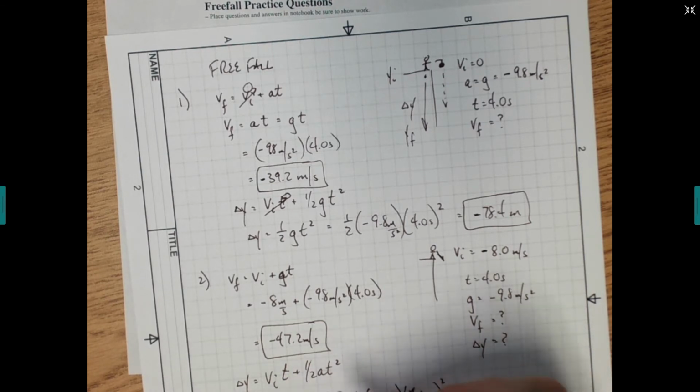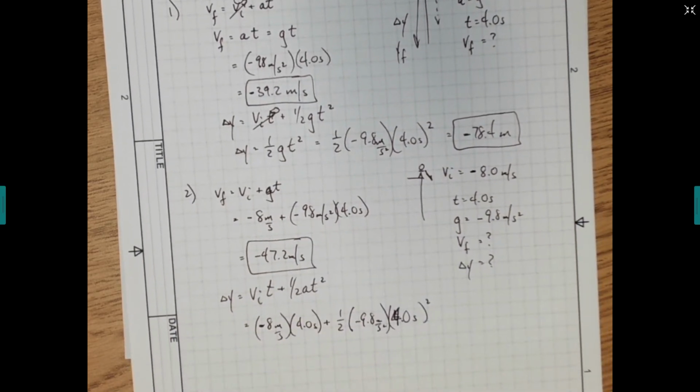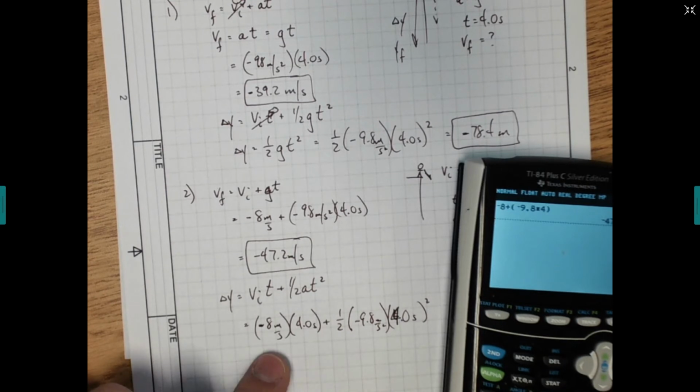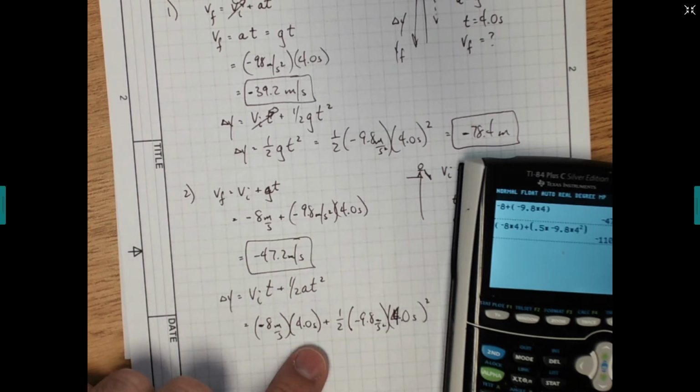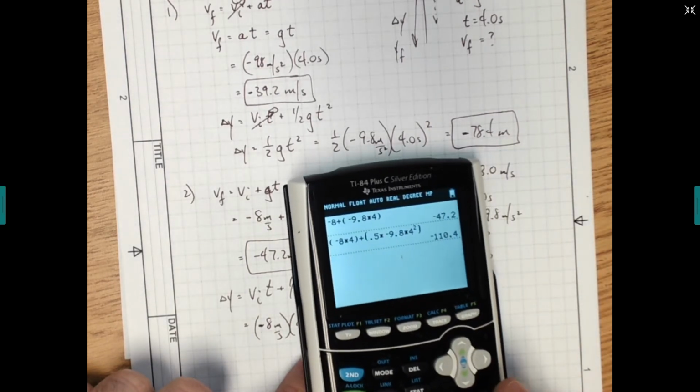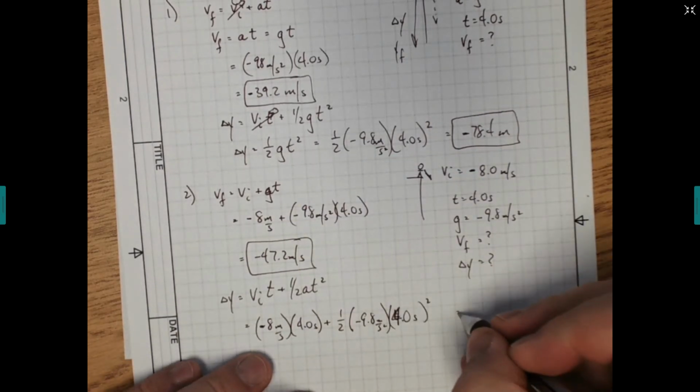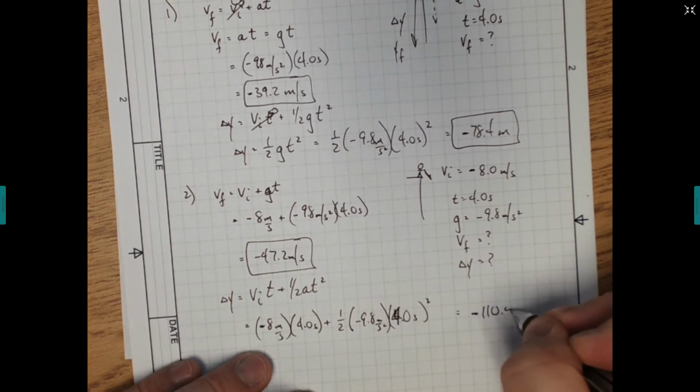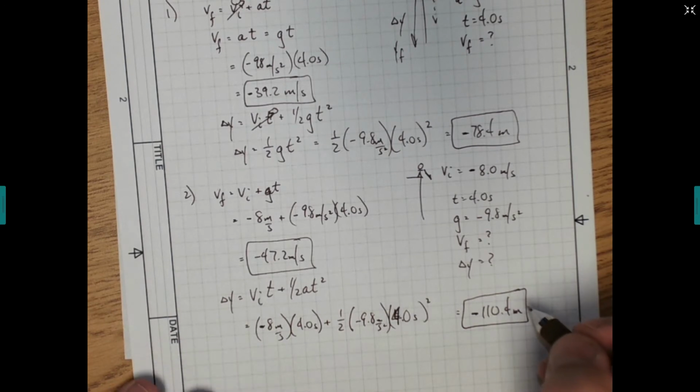So again, it's just going to add to how far it went because it's traveling faster because I launched it downward. So we're going to have negative 8 times 4. Then we're going to add 0.5 times negative 9.8 times 4 squared. And then we enter all that, and we get 110.4 down. So we just went farther down because we launched it going down instead of just dropping it.